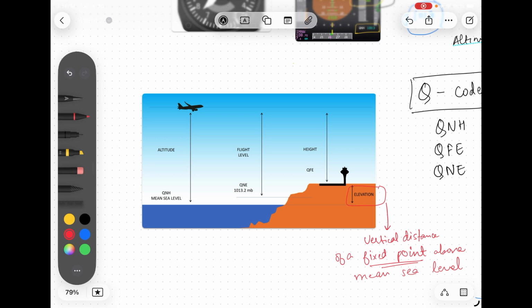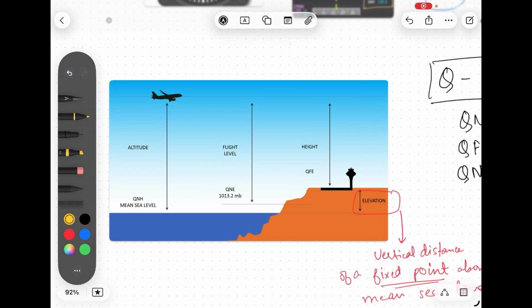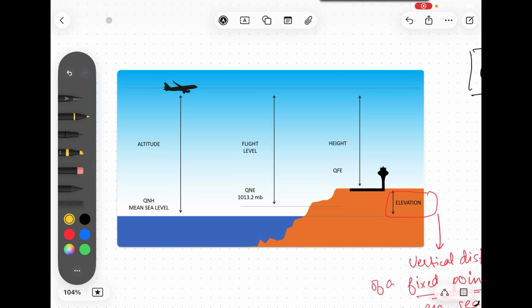Now let's understand the very, very important diagram that is here, which is very well drawn. This is your QNH, which is the mean sea level pressure. From here, when you measure the vertical distance of the aircraft, it is known as altitude. When you measure it from QFE, which is from your airport level or the elevation, the aircraft's vertical distance is known as height.